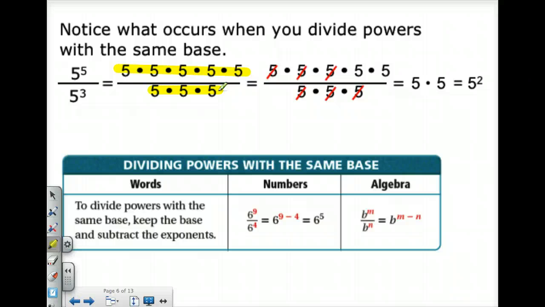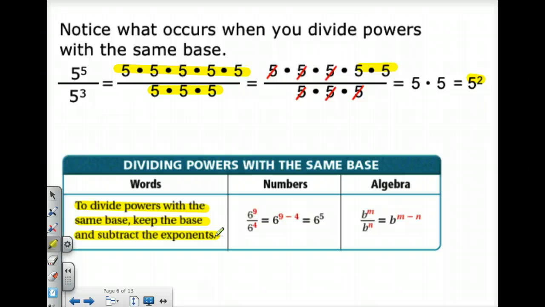We're left with only 2 5s in the numerator, and we're going to write that using an exponent. So the answer is 5 squared. Now, rather than writing all of these numbers out, the simple way of doing that is to divide powers with the same base, keep the base, and subtract your exponents.